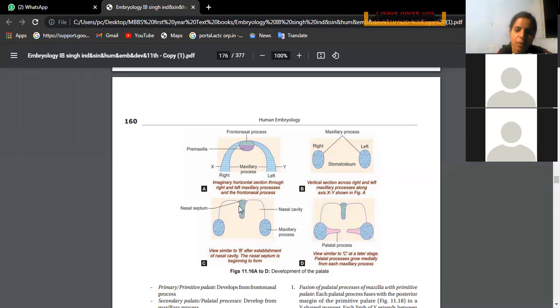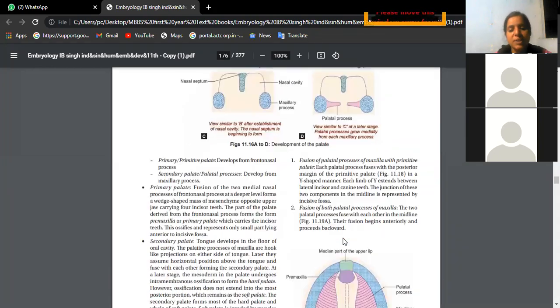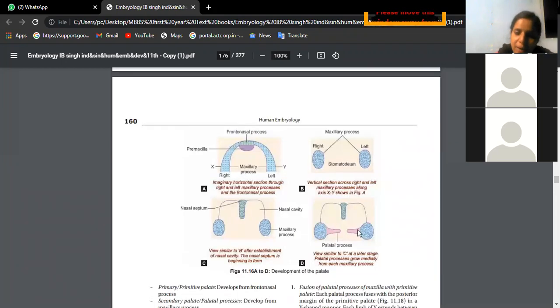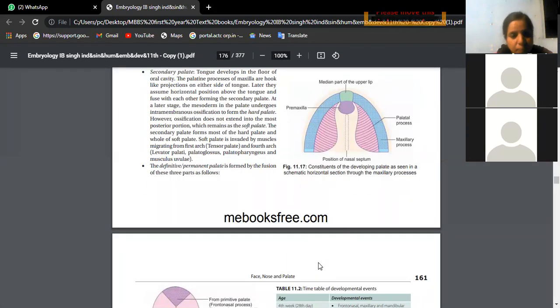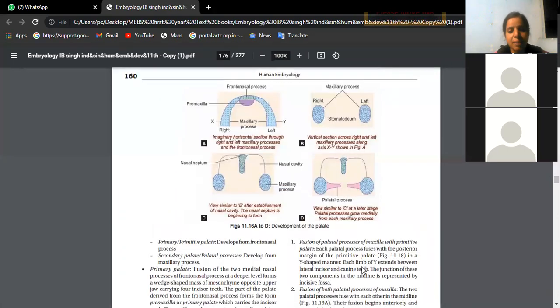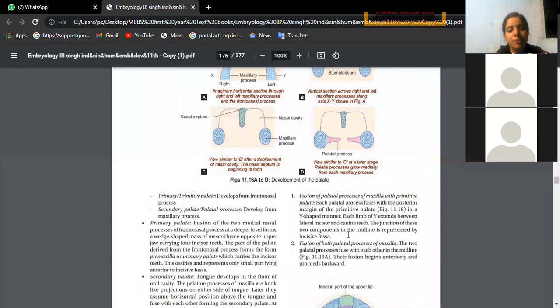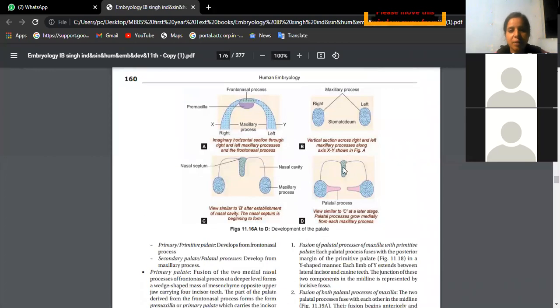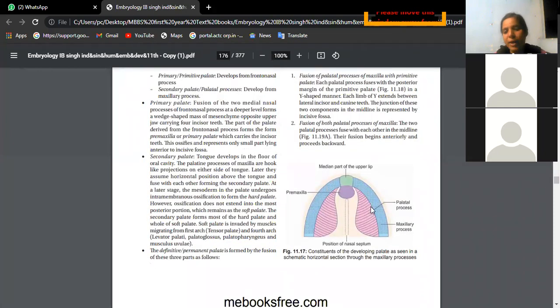So this nasal septum is now growing towards the palatal processes which have formed from the maxillary process. They will start growing towards each other. The palatal processes will fuse, and the nasal septum area will also fuse. Due to differential growth of all these areas, the complete palate will be formed. You draw C as number 1 and D as number 2. The palatal processes are shown in pink, the frontonasal process in green, and the rest, the blue area, is maxillary process.